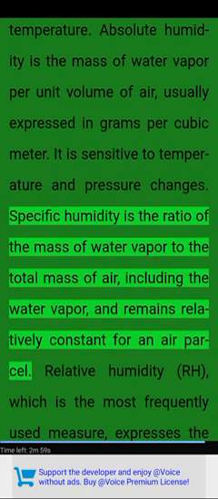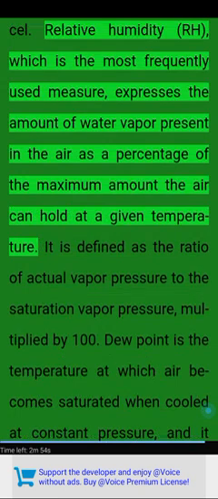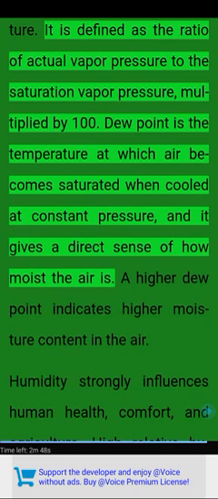Specific humidity is the ratio of the mass of water vapor to the total mass of air, including the water vapor, and remains relatively constant for an air parcel. Relative humidity, RH, which is the most frequently used measure, expresses the amount of water vapor present in the air as a percentage of the maximum amount the air can hold at a given temperature. It is defined as the ratio of actual vapor pressure to the saturation vapor pressure, multiplied by 100.